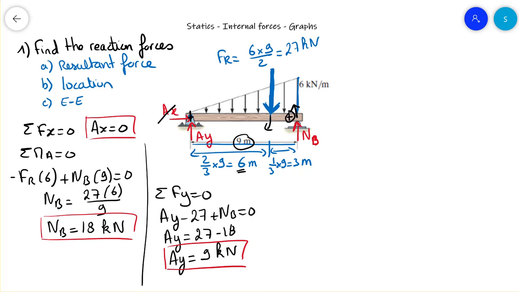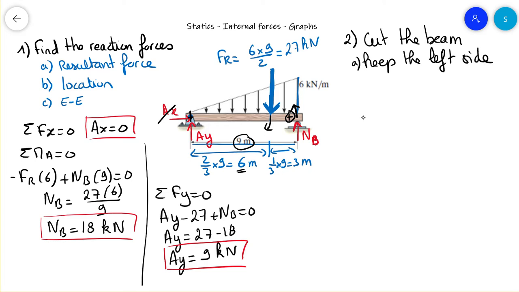So we found the resultant force, but we only found it because we needed to find the reaction forces. Okay, now the second step is to cut the beam and keep, let's say, the left side. So what we have now is a beam that is shorter than 9 meters. Its length is x, any x, and we have a triangular load on top of it.